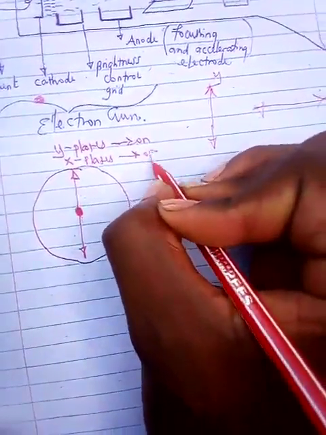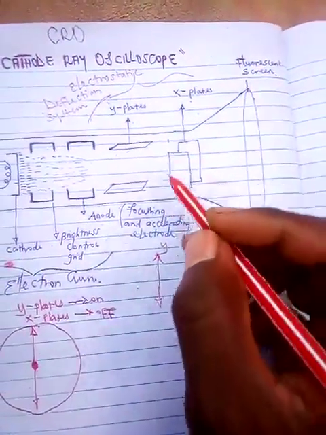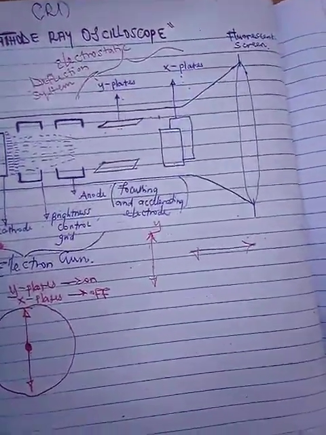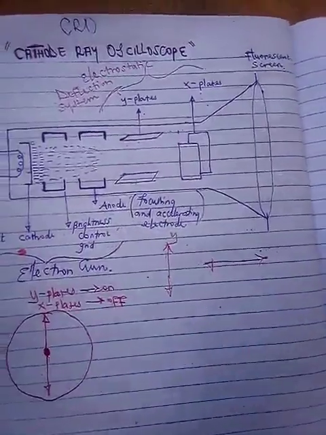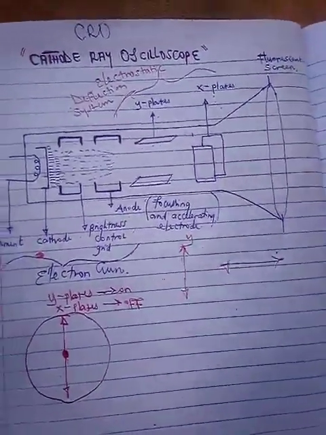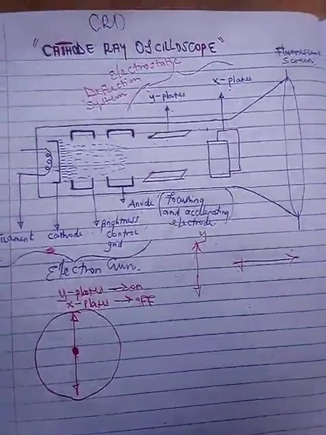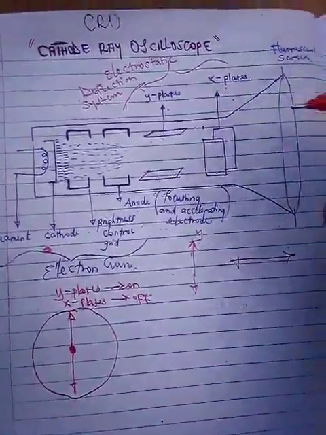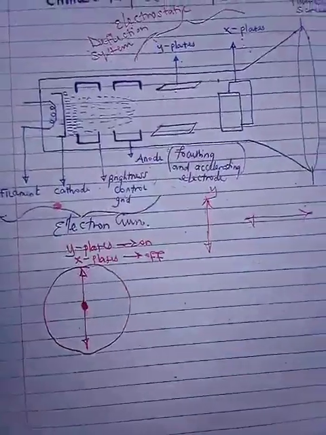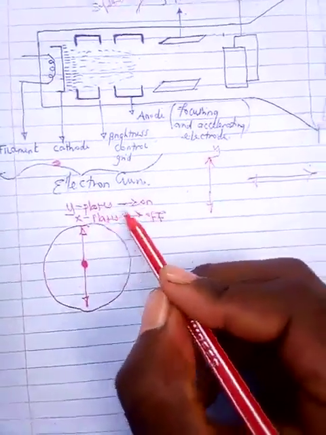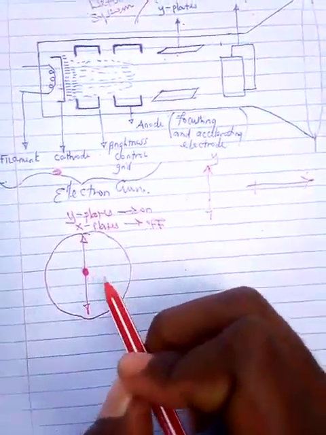And please also know this, don't try to follow that rule of the alphabet, that X plates are always supposed to come before the Y plates, that is X, Y, Z, so X comes first. Don't try to follow that. Under the cathode ray oscilloscope, it's the Y plates, and then the X plates follow after. So when the Y plates are on and the X plates are off, this is what we're going to have.